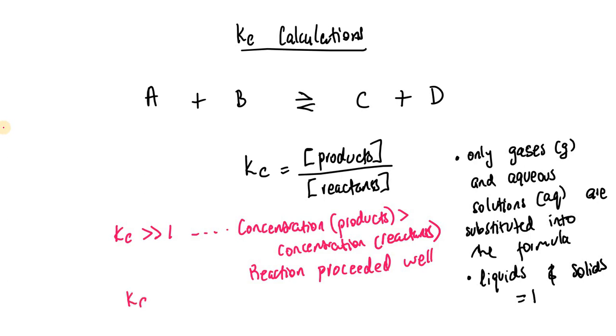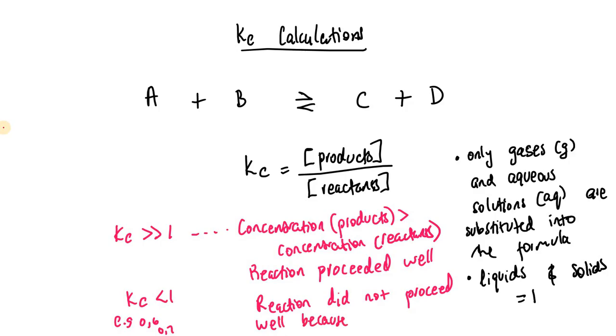But if our Kc value is less than 1, usually, e.g., maybe it is 0.6, 0.7, it means the reaction did not proceed well, because the concentration of the reactants is gonna be more than the concentration of the product. Okay, so that is it.